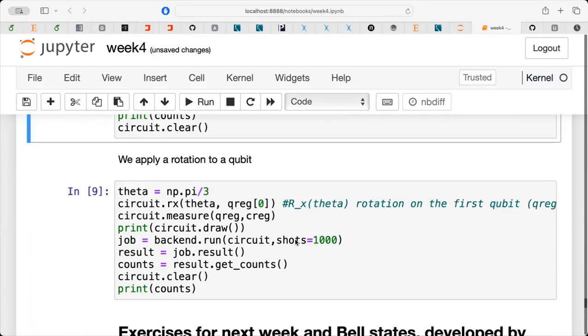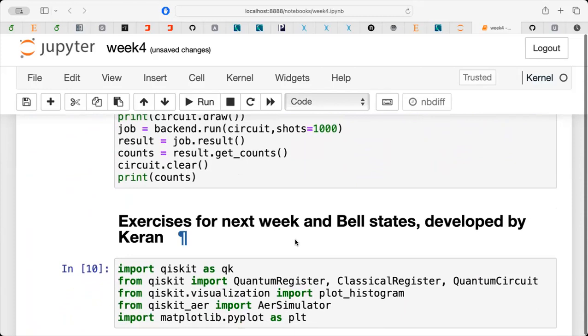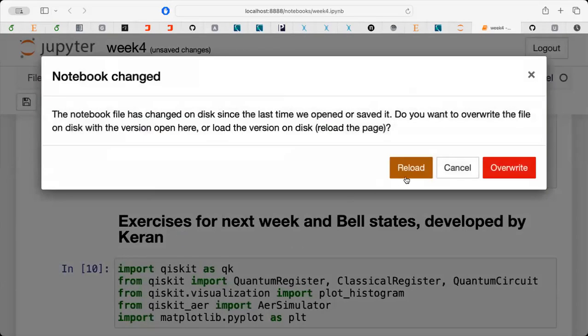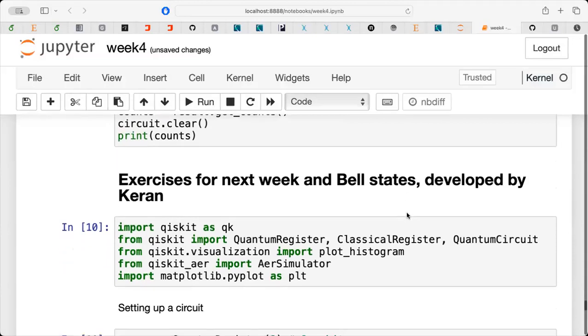So I'm taking the liberty of giving you a homework for next time to get a little bit familiar with the library. And we will be discussing the library and how to use that next time. And there are exercises for next week, which Karen has developed. And they mesh well with what we are going to do in the first project. And we are going to play around with these Bell states next time.